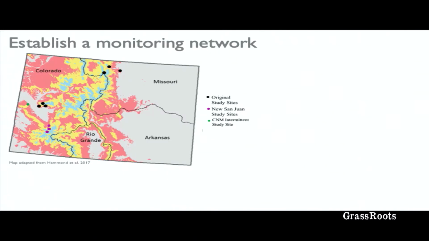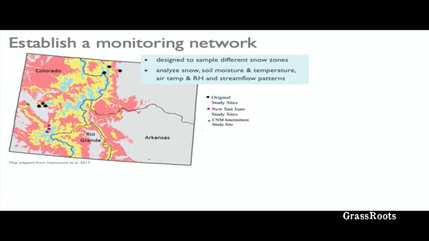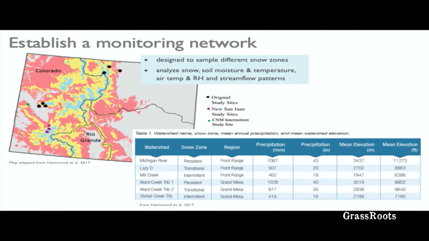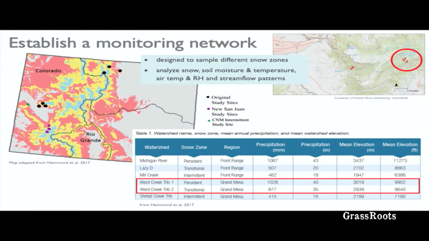So we originally set up this network where these 6 sites are. Those were our original study sites, the ones in black, and then we've added a few more, which I'll talk about in just a sec. They're designed to sample the different snow zones, and we analyze snow, soil moisture, temperature, air temp, and relative humidity. I just want to show you some of the challenges we've had in even deciding where to put the sites. We wanted to monitor the Grand Mesa, a flat top mountain, pretty flat elevation on the top, steep topography on the sides.